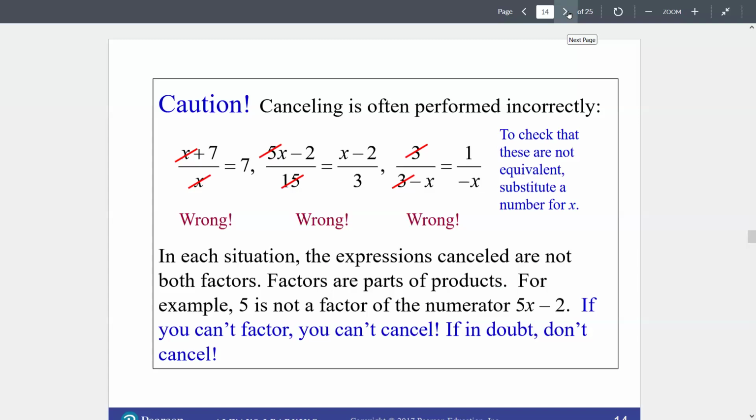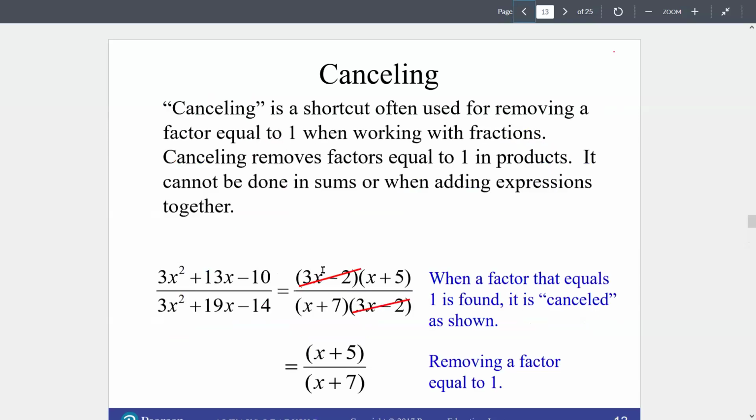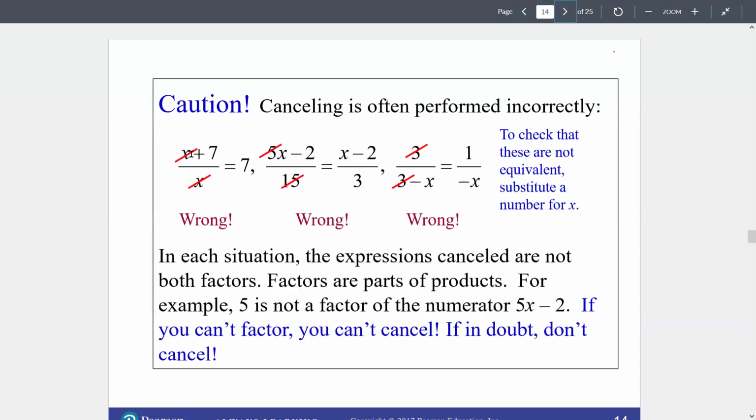And a word of caution here: canceling is often performed incorrectly. These are not factored. X plus 7, that is not two factors. Well, in this case, we cannot do this cancellation because we need a situation like this, where I have everything as factors. These are factors at the top, factors at the bottom. I can get rid of the common factor.